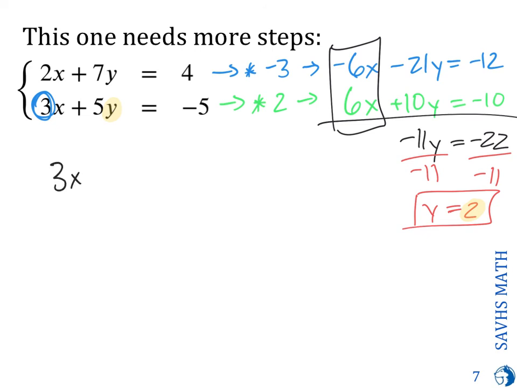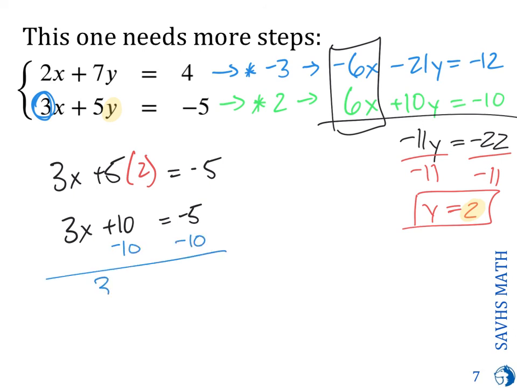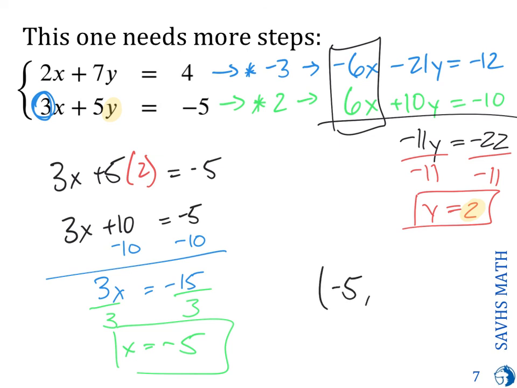So 3x plus 5, but instead of writing y, I can write 2, equals negative 5. 5 times 2 is 10, so I get 3x plus 10 equals negative 5. Subtract 10 from both sides. I get 3x equals negative 15. Divide both sides by 3, and I get x is negative 5. Again, write your answer as a coordinate point, so your answer is negative 5, 2.